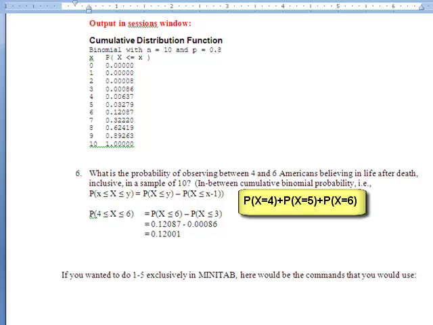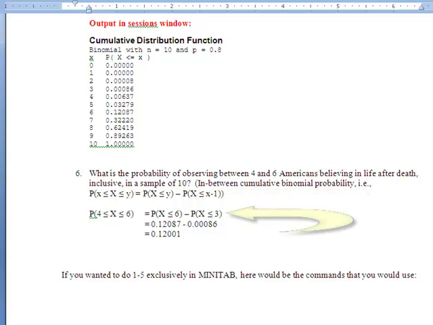How would I find that? Well, if I did the probability of everything less than 6, I've got too much probability. I've got 3, 2, 1, and 0 in there that I don't want. So I need to subtract that off. So the way I do that is I say the probability that x is less than or equal to 6 minus the probability that x is less than or equal to 3 to get my answer.